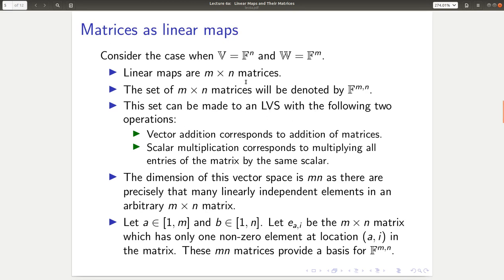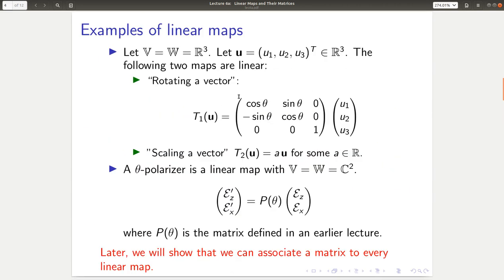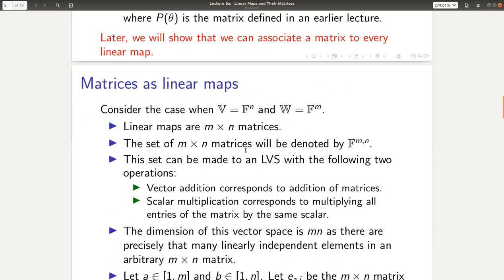But by the way, you can easily check that, just like we saw here, if you take your vector and multiply it by a matrix, you get a linear map. So what I'm saying here is that any matrix, it doesn't matter, it doesn't have to be a rotation, doesn't have to be scaling.